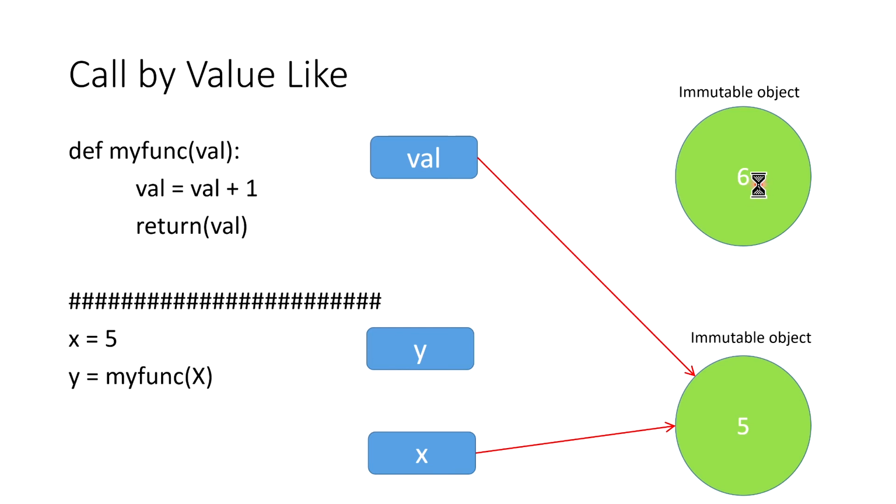Then the value, the name, will be bound to this new object and then returned back to the y. So y now points to here. Okay, so that's how the call by value like mechanism behind the scenes in Python works.